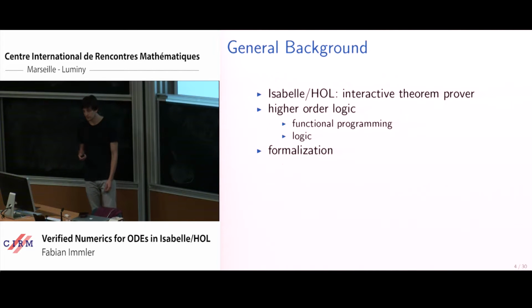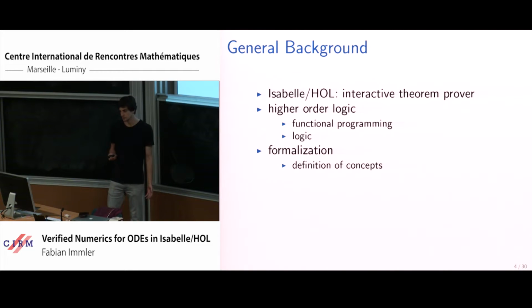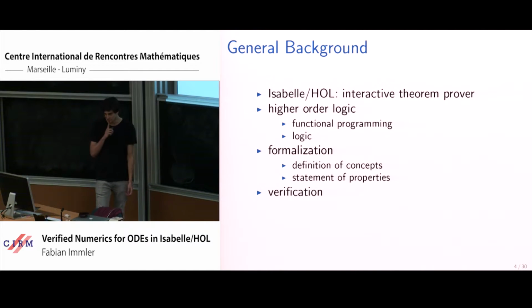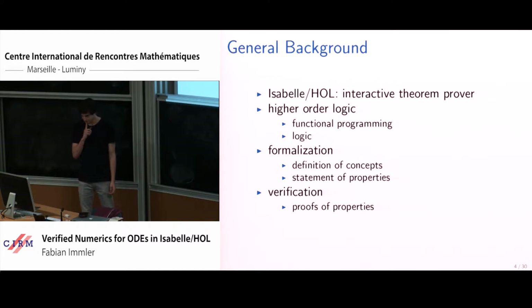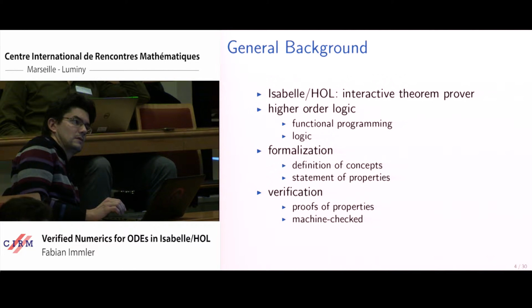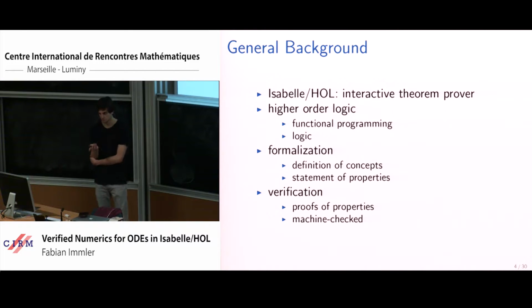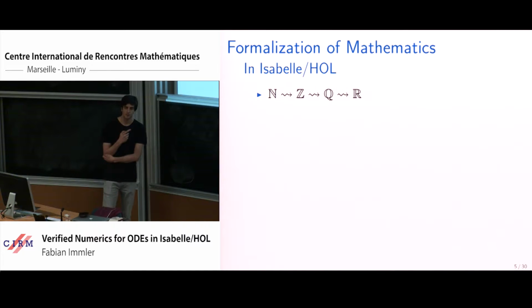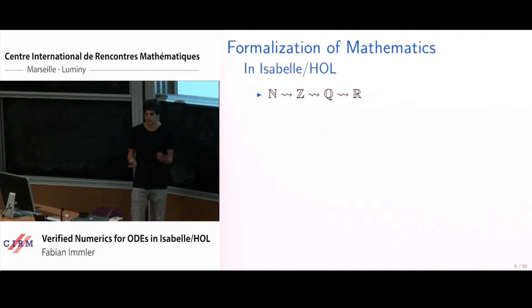When I talk about formalization, I basically mean the definition of concepts and stating some properties about those concepts. Like a concept could be real numbers and a property that addition on real numbers is commutative. And when I talk about verification, I mean proving those properties in the proof assistant. That means all the proofs are really reduced to their basic inference steps, which is guaranteed by the kernel of the proof assistant. And so all the proofs are machine checked and you can really trust them. Now a bit more specific about the way mathematics is formalized in Isabelle.